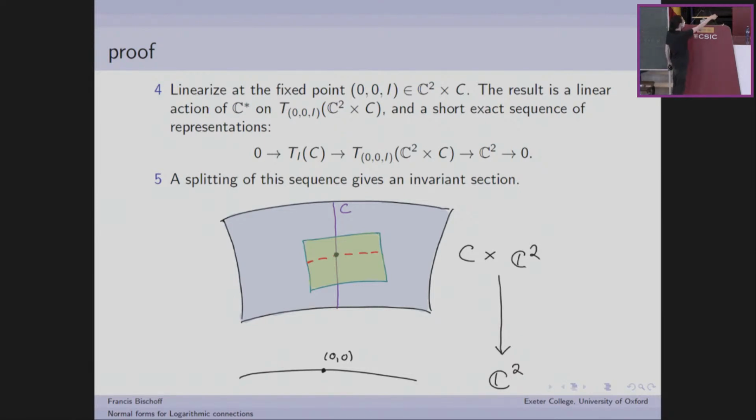So now we have just a short exact sequence of representations of C star, and we can split this. So here I drew the splitting. And a splitting is nothing but an invariant section. So that's how we get it.